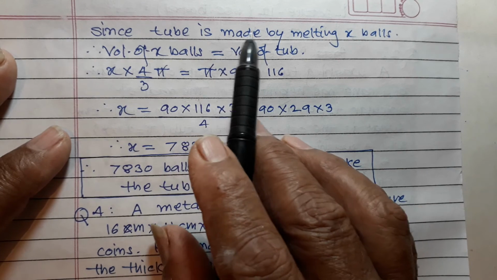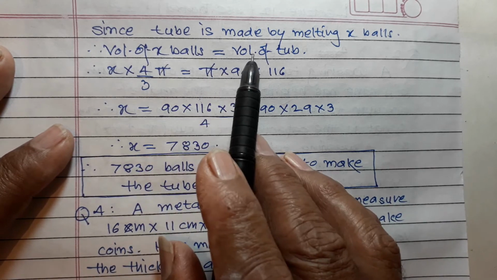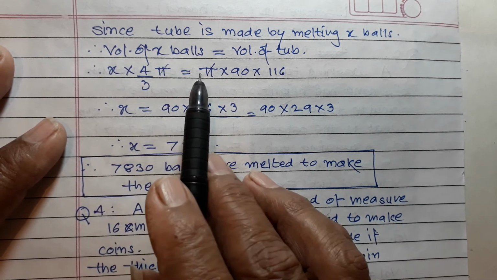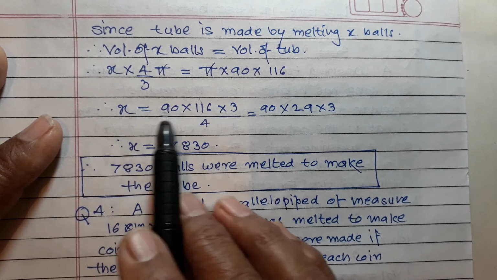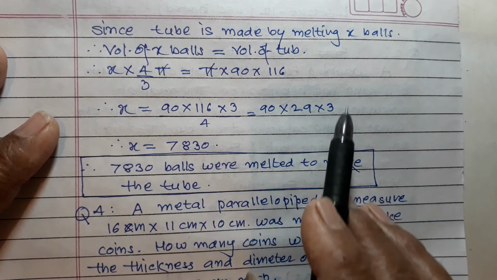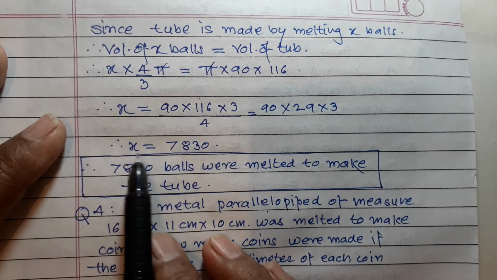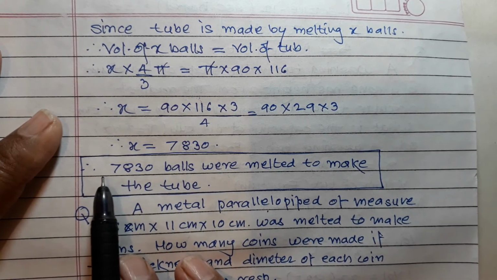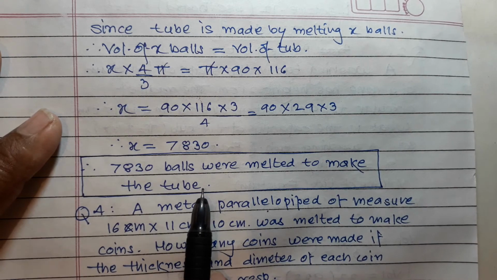Since tube is made by melting x balls, volume of x balls is equal to volume of tube, and therefore x into 4 upon 3 pi is equal to pi into 90 into 116, and therefore x is equal to 90 into 116 into 3 upon 4, and if you simplify you will get 90 into 29 into 3, and hence number of balls, that is x, is equal to 7830, and therefore 7830 balls were melted to make the tube.